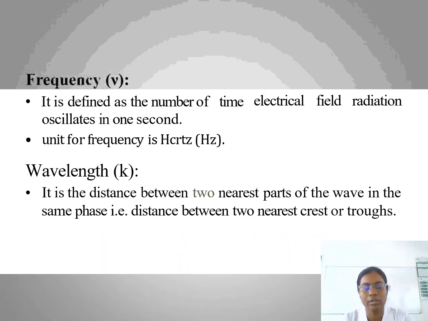Okay. And the next slide is frequency. It is defined as the number of times the electromagnetic radiation passes within a second. The unit of frequency is Hertz. And wavelength: wavelength is the distance between the two nearest parts of a wave, for example, the distance between two nearest dots.